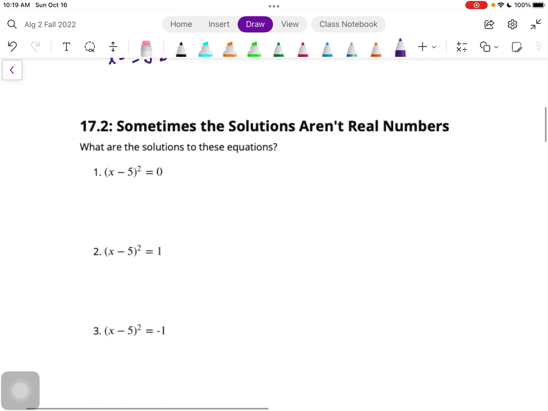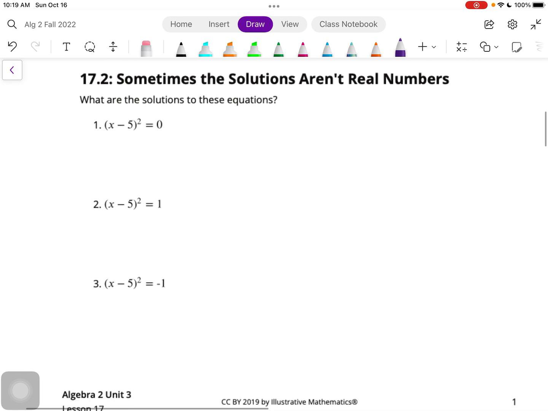All right, in 17.2, sometimes the solutions aren't real numbers. So what are the solutions to these equations? So again, we're going to take the square root of both sides. And normally we'd have plus or minus, but with 0, there is no positive or negative 0. So x minus 5 equals 0. So x equals 5. So there's our answer for the first one.